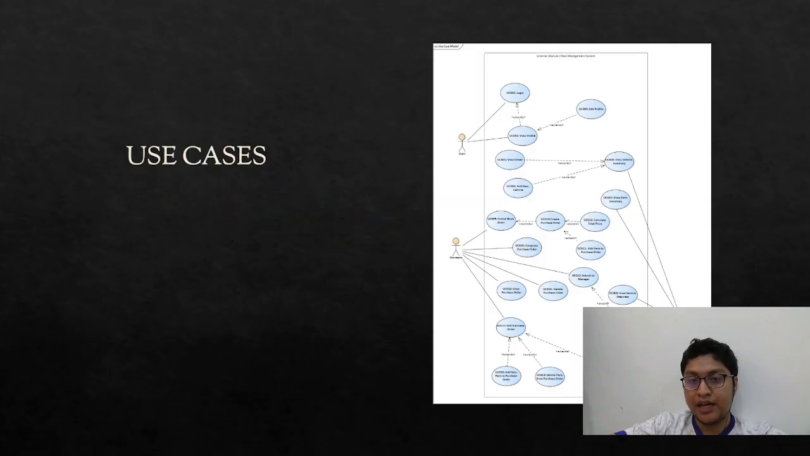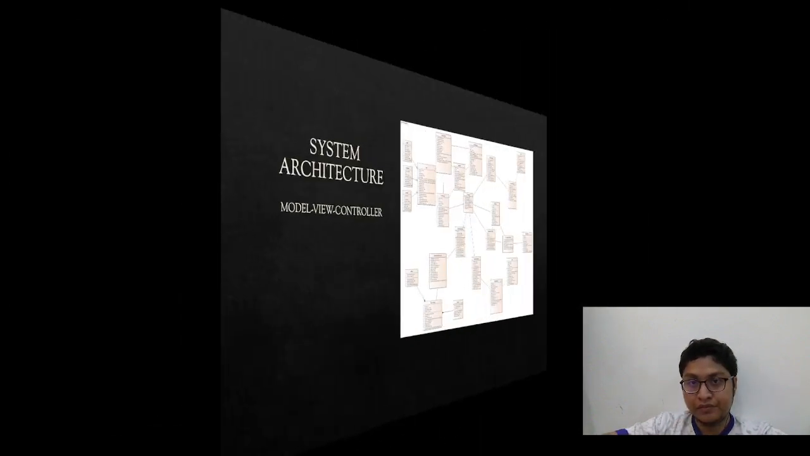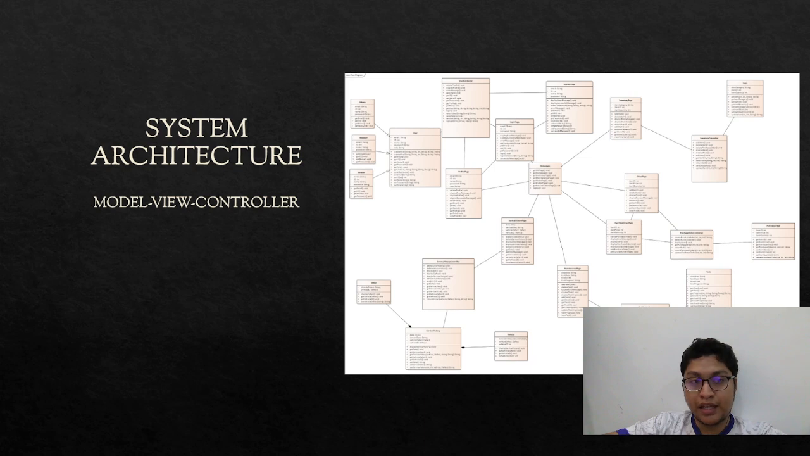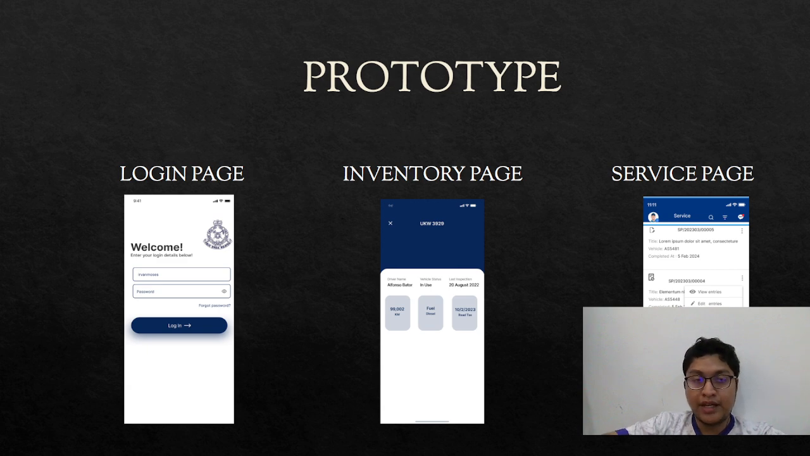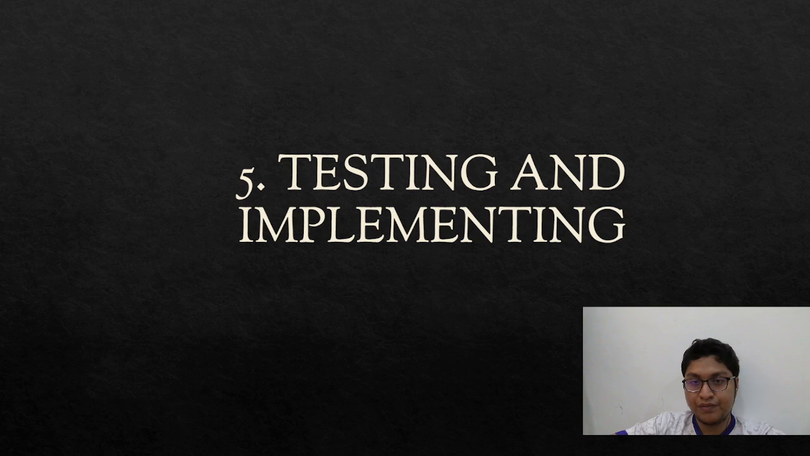Next, the requirements and analysis design. So here are the use cases. There are 21 of them. And here is the system architecture of the model view controller architecture. You can see there are a few models and a few views and a few controllers in there. And here are the prototypes. So these are mock-ups of the project, the interface. Here, there's a login page, inventory page, and service page.